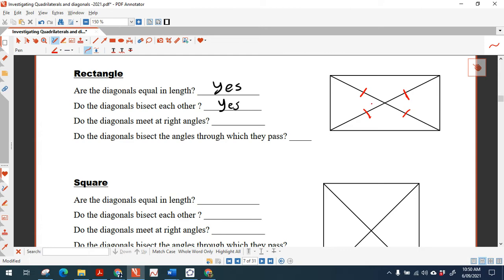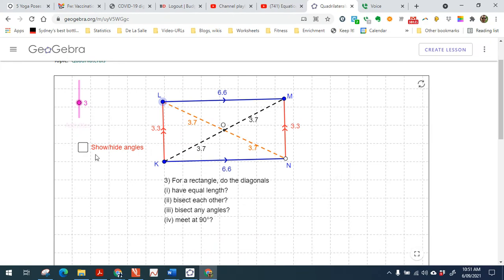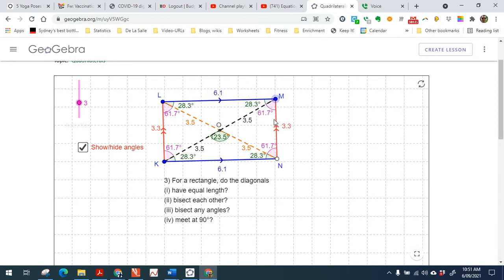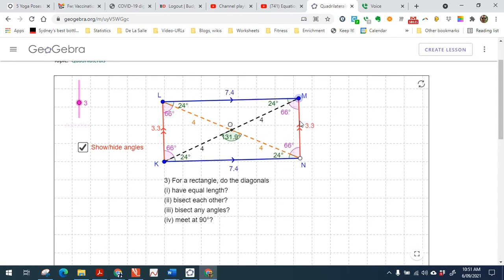Now, do the diagonals meet at 90 degrees? Let's have a look. I'll put my angles back on. Oh, no, they don't. So no matter what I do, you might be able to get it to equal 90, but it's not always going to be 90. So the answer is no, they don't. So you can see 132.5 is not 90. You can also see that the diagonals don't cut the angles in half. You can see 66.2 is different to 23.8 and so on, okay?